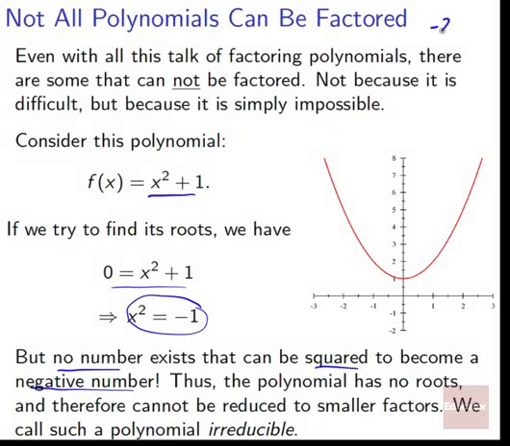Why? Consider, if we've got negative 2 squared, that becomes positive 4. If we square any negative number, it becomes a positive number. If we square any positive number, it stays positive. If we square 0, it stays 0. So there's no number that we can square and get a negative number out of it. Thus, the polynomial has no roots, and since it has no roots, from that theorem we just saw, it can't have any factors. So it has no roots, therefore it cannot be reduced into smaller factors, and something that cannot be reduced we call irreducible.